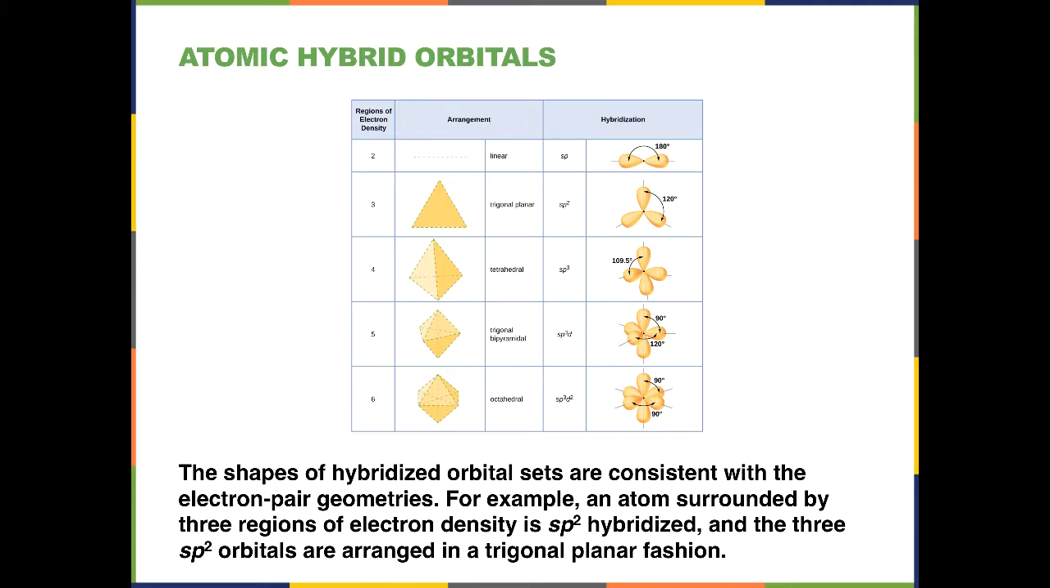So here's a picture of that table in the book, and you can see that if you have two regions of electron density, then you have sp and it's linear. If you have three regions, it's sp2 hybrids and it's trigonal planar. If you have four, and these three are by far the most common, you have sp3 and it's tetrahedral, and then the last two are self-explanatory and are also much less common.